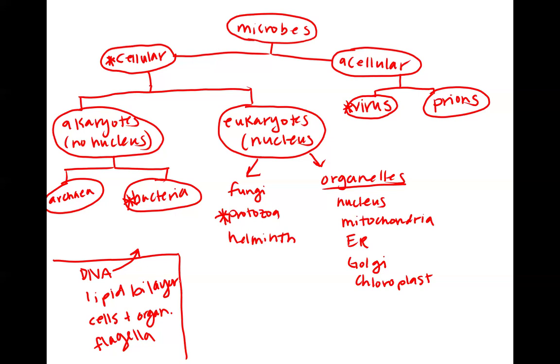All right, next is the lipid bilayer. Anybody know what that is? What does that mean in terms of the cell? That's the membrane, that's the permeable membrane. Stuff can come in and out. That lipid bilayer is your membrane.